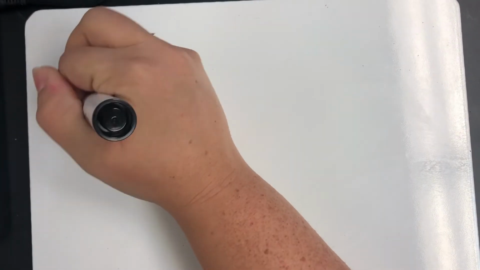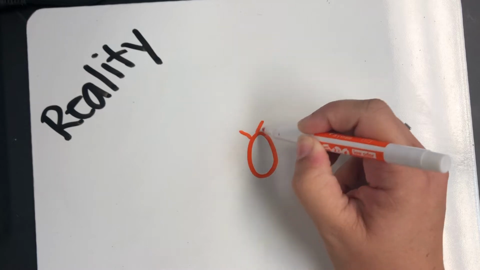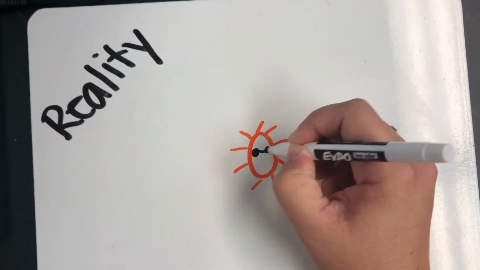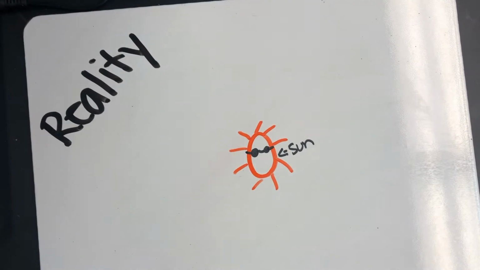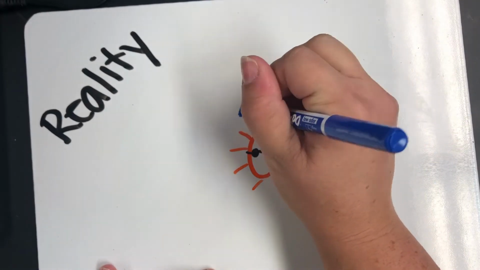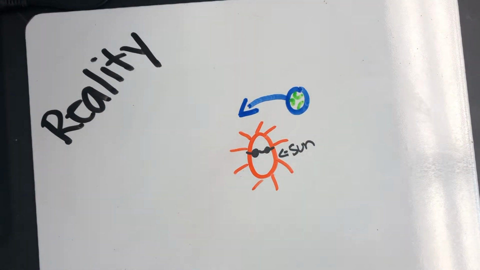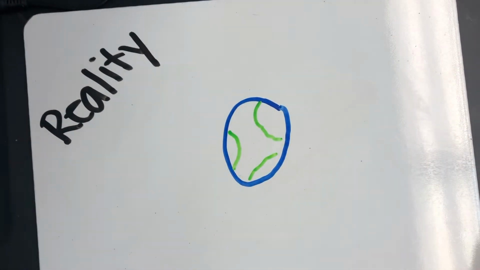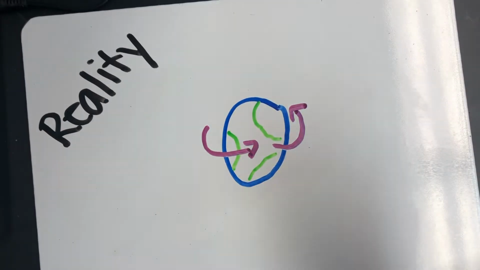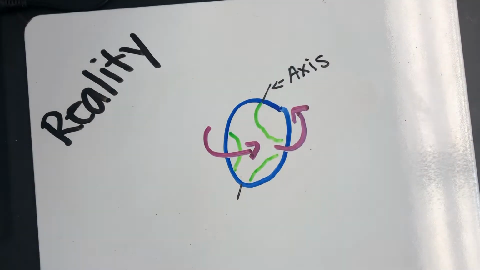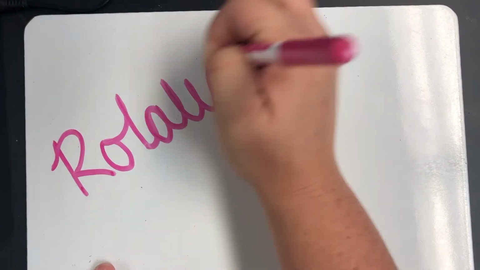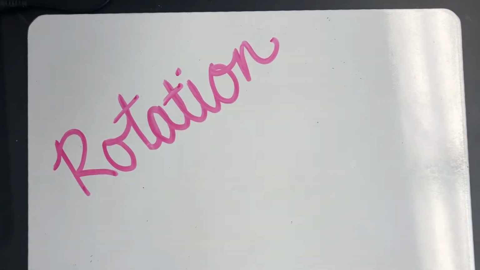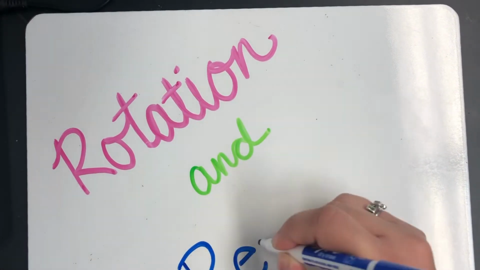In reality, the sun is the center of our solar system, and the Earth moves on a very specific path around it. The reason it looks the other way around is because the Earth is spinning on its axis. Earth moves through space in two big ways: rotation and revolution.